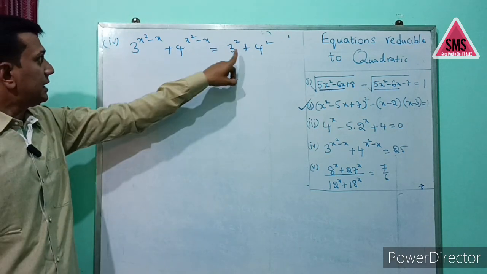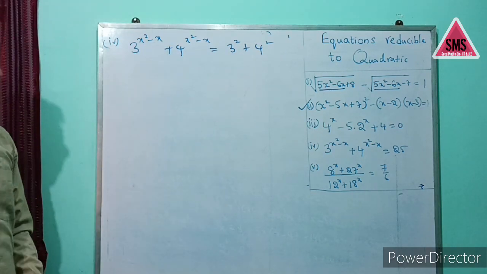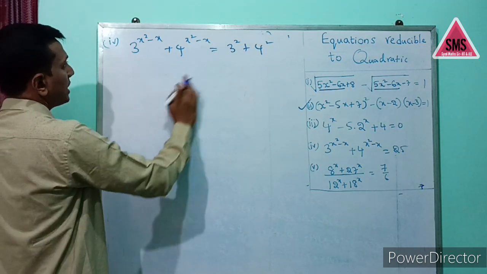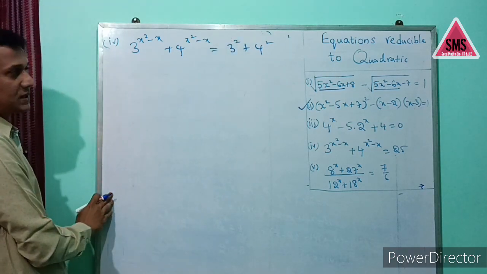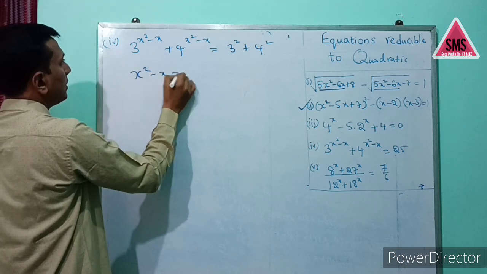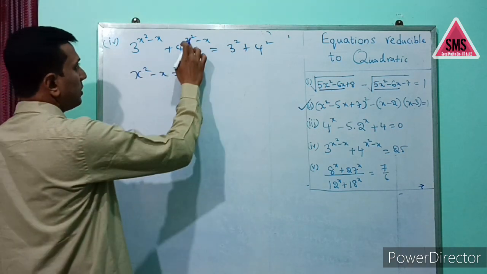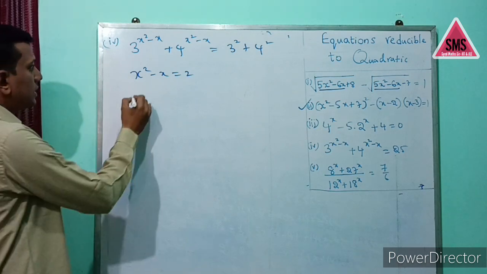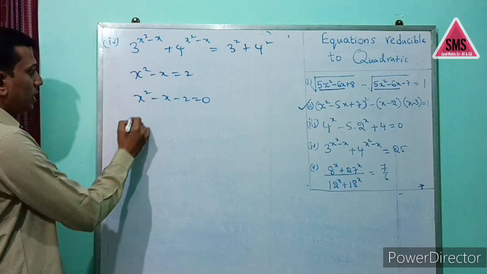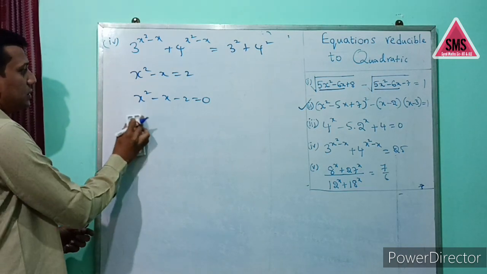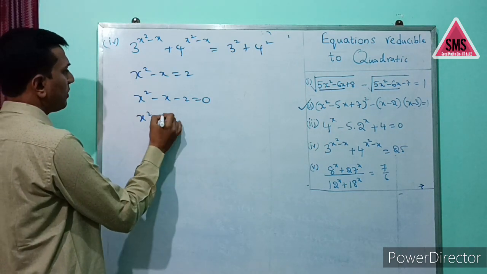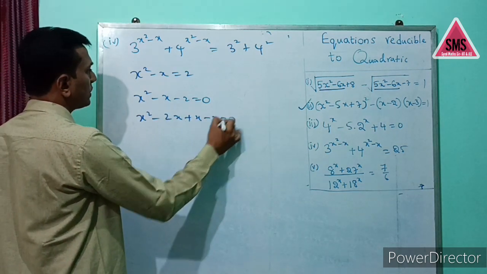Now if you do the comparison of LHS and RHS, 3 power x square minus x, and on the right 3 to the power of 2, that means 3 square. So bases are equal here, and I can equate the powers. Similarly in this case also. So x square minus x minus 2 equals 0. Now what is the solution here? Either you can go for the quadratic form: x square minus 2x plus x minus 2 equals 0.